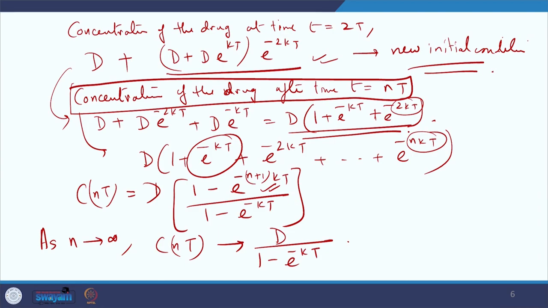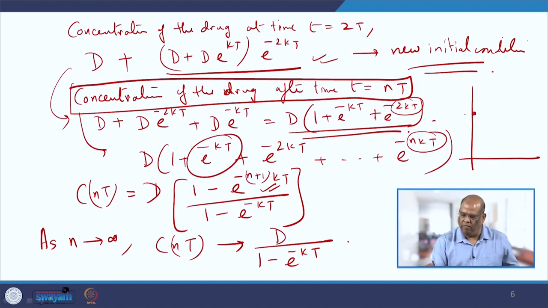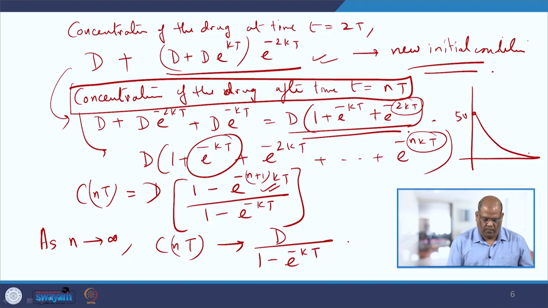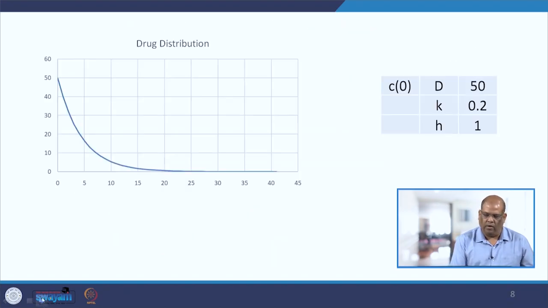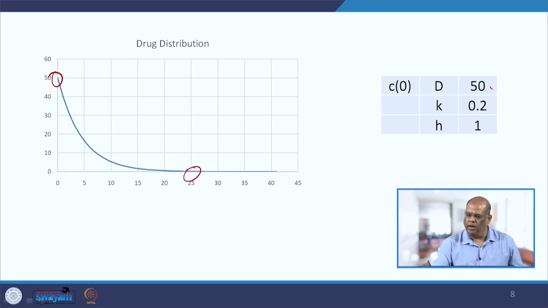So we come back to our original problem. So now you saw that our solution is going to be in this type, that you start from some initial value which is 50 and then you go like this. So I think I have the curve here like this. So you start with the initial value which is 50 and then your drug concentration ultimately goes down to 0 at some point here. And these are the initial conditions which you have used.